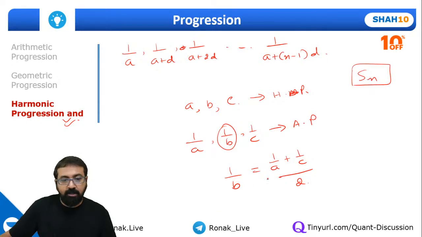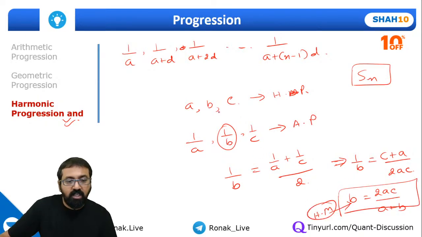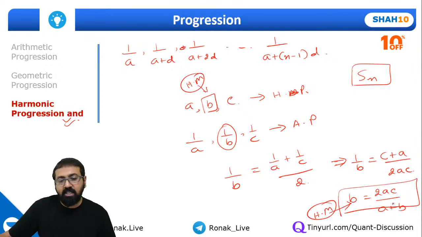Hi, good evening, Shruti. So let's solve this further. What will we get over here? If I simplify this, I'll get 1 by B is equal to (C plus A) divided by 2AC, or if I find B, it will be 2AC divided by A plus C. So this is nothing but the harmonic mean, because in this sequence, the center term is a harmonic mean. And if you want to find a harmonic mean, it is given by this formula.